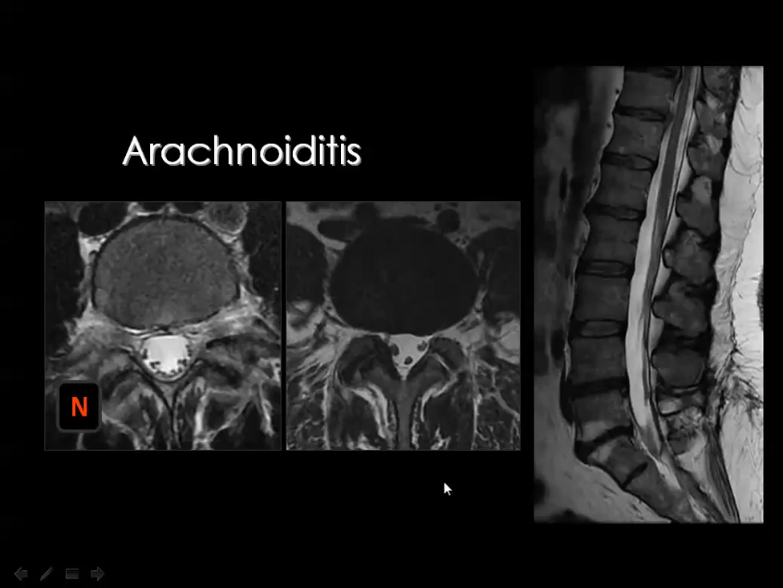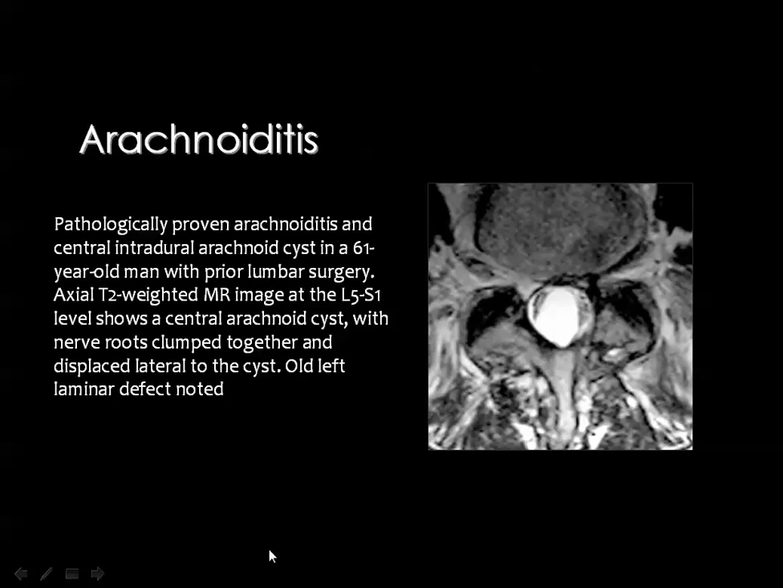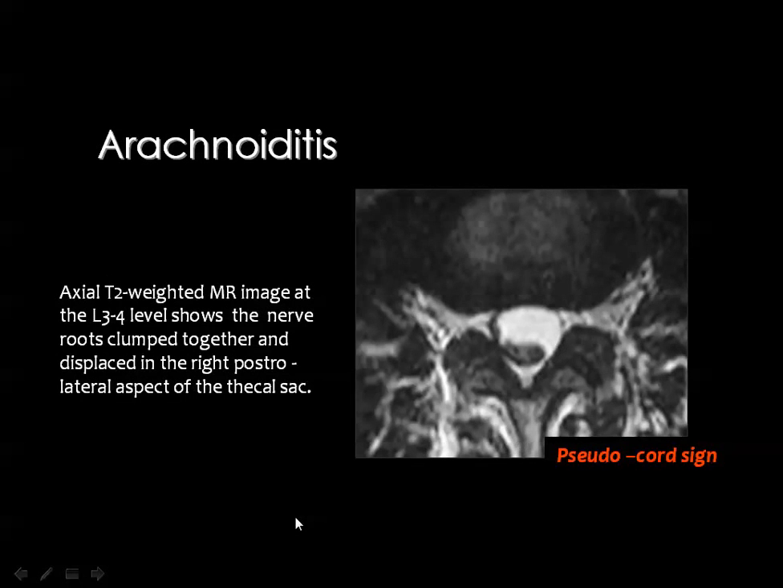This sign has no name, but either you have the empty cecal sac sign or the pseudocord sign or other configurations like this one, for example. And this is the empty cecal sac sign. The nerve roots are adherent to the inner wall of the cecal sac. And this is the pseudocord sign. The nerve roots are adherent together, forming as if there is a cord in this particular segment, but there is no cord here.